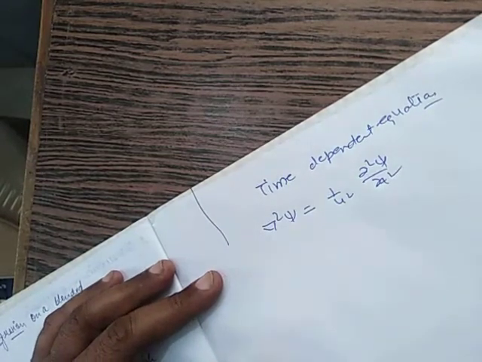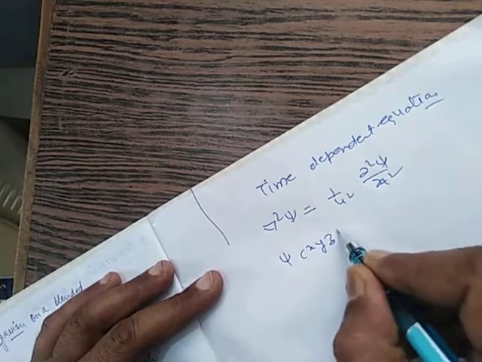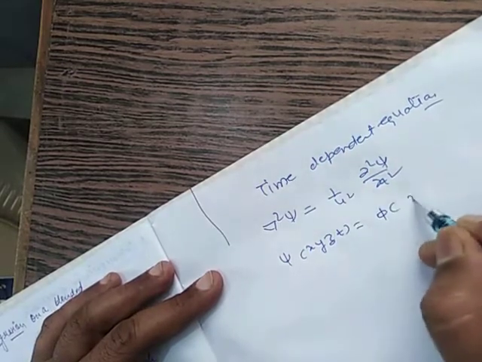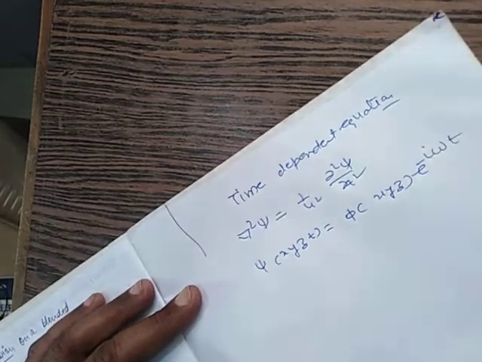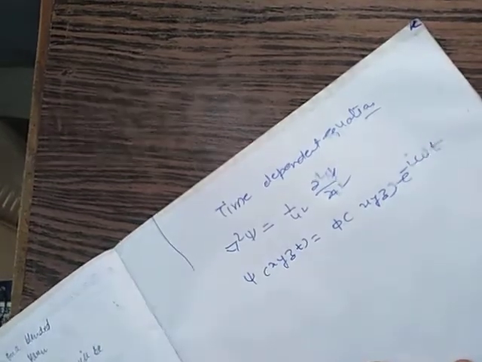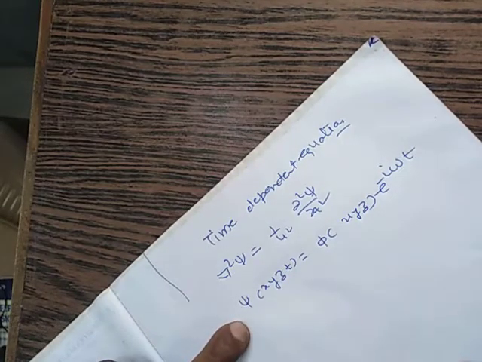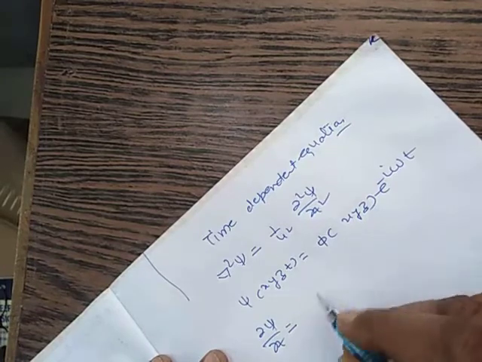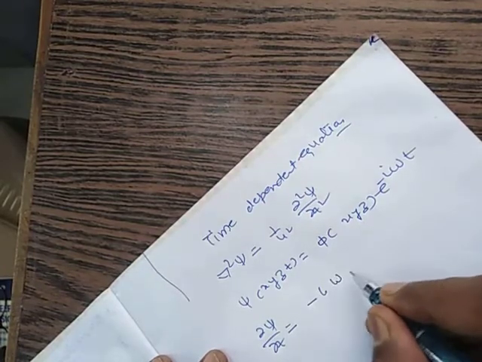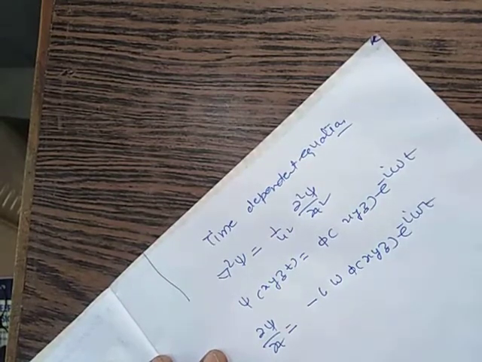This is the general three-dimensional wave equation in physics, and the solution of this equation will contain the psi x y z t term, and a function phi x y z and e to the power minus iota omega t. In the derivation of time independent equation, we differentiated this 2 times, and here we will differentiate once. So del psi upon del t, we can write minus iota omega phi x y z e to the power minus iota omega t.